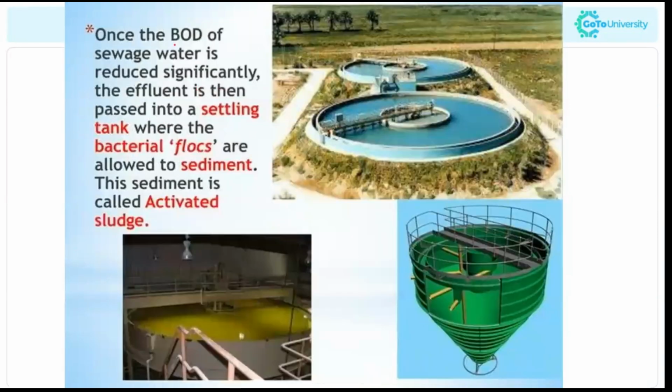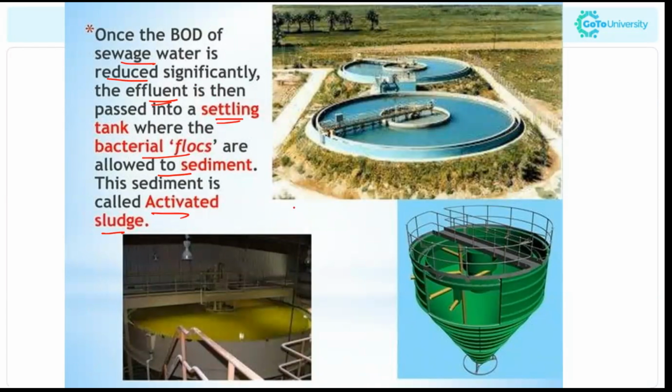Now, once the BOD of sewage water is reduced significantly, the effluent is then passed into a settling tank. And here the bacterial flocks are allowed to sediment. And this sediment is called the activated sludge.